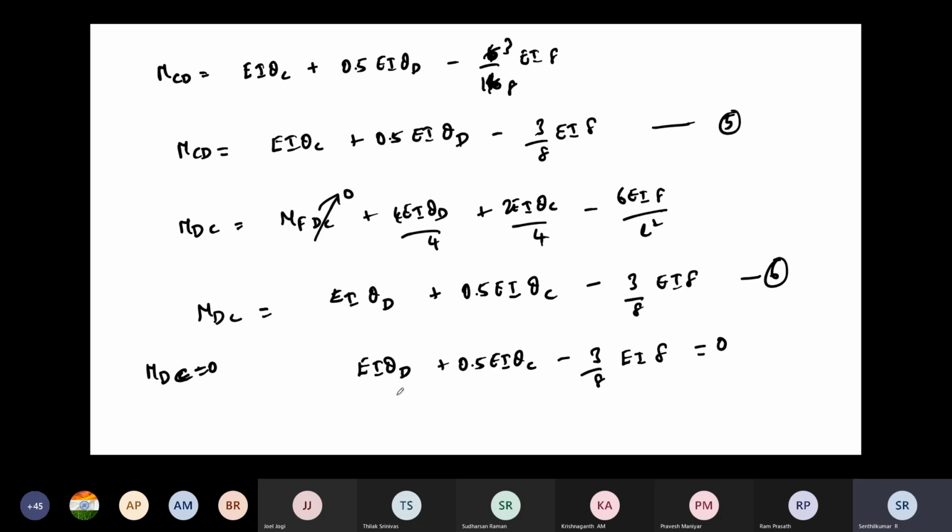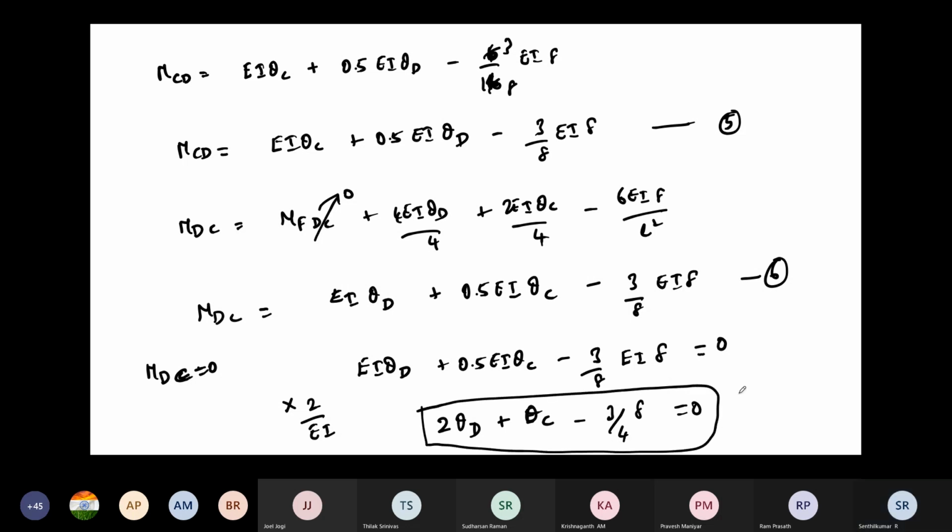If you want to divide by EI from here and multiply by 2, theta D plus 0.5 into 2 will be 1, so that will be theta C. I'm just multiplying by 2 here. So then minus 3 by 4 delta equal to 0. Okay, this is my equation number 7.